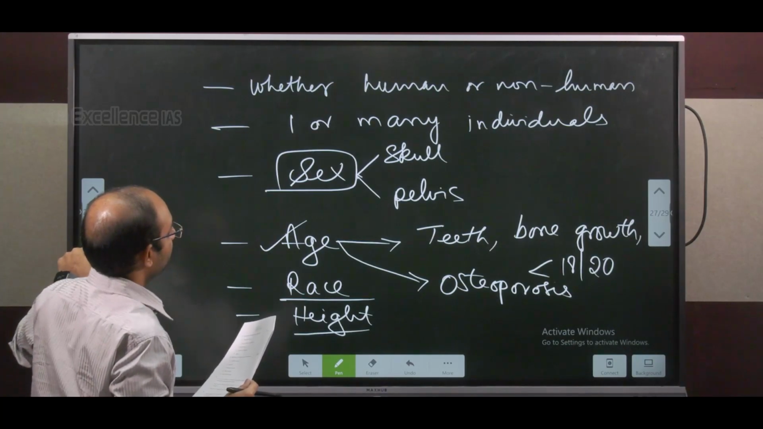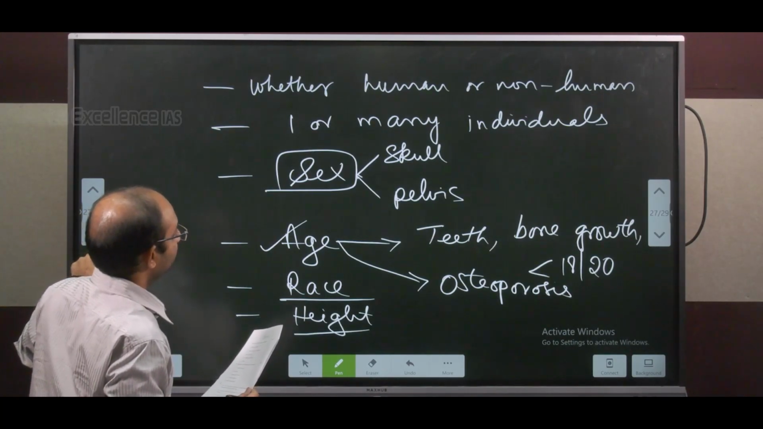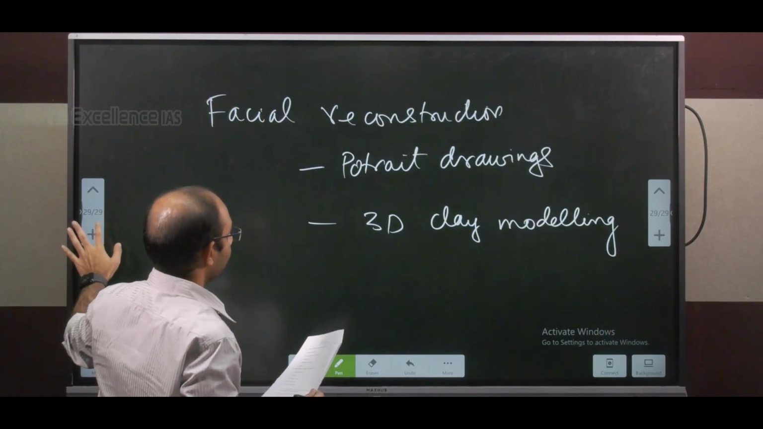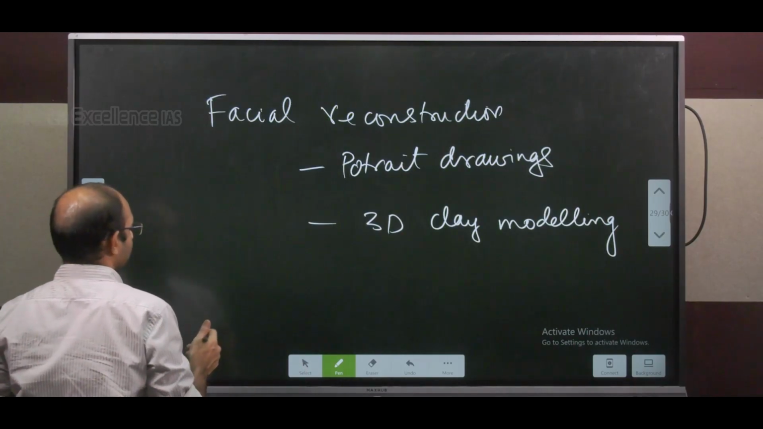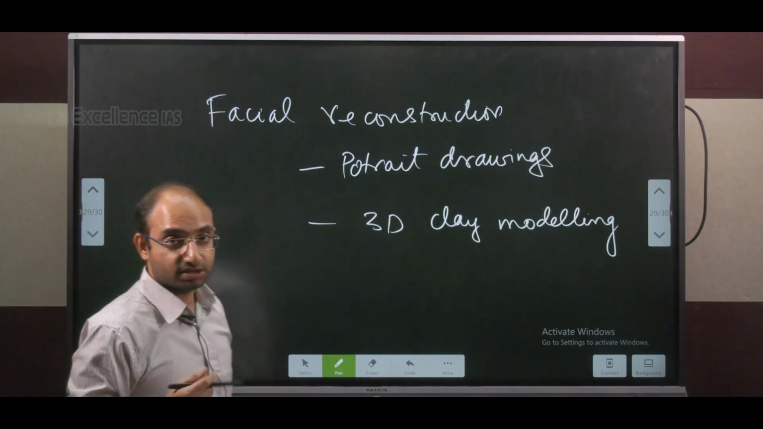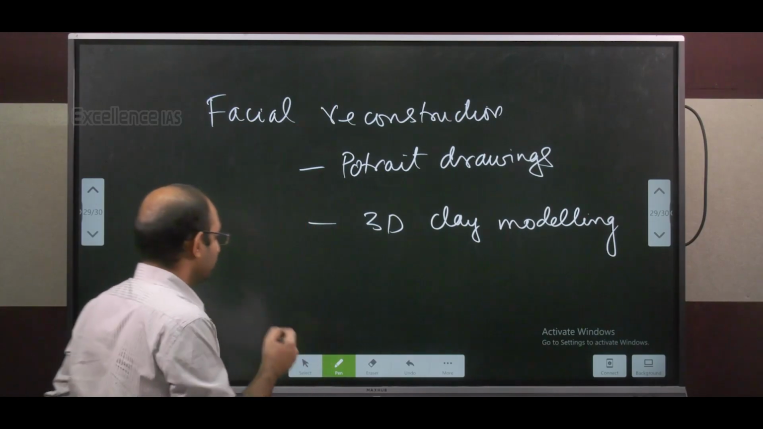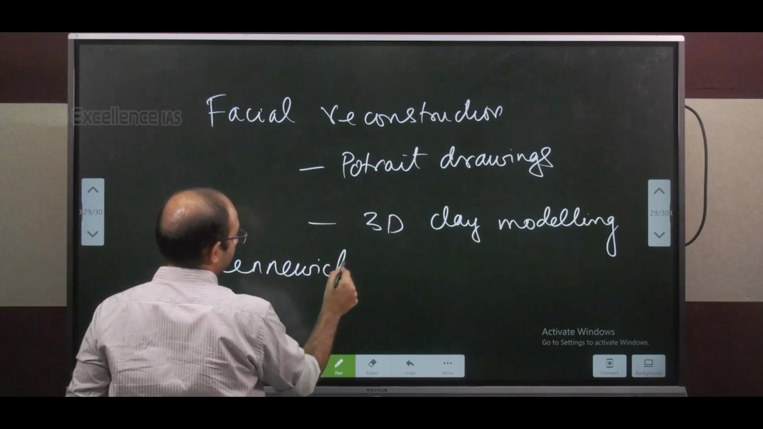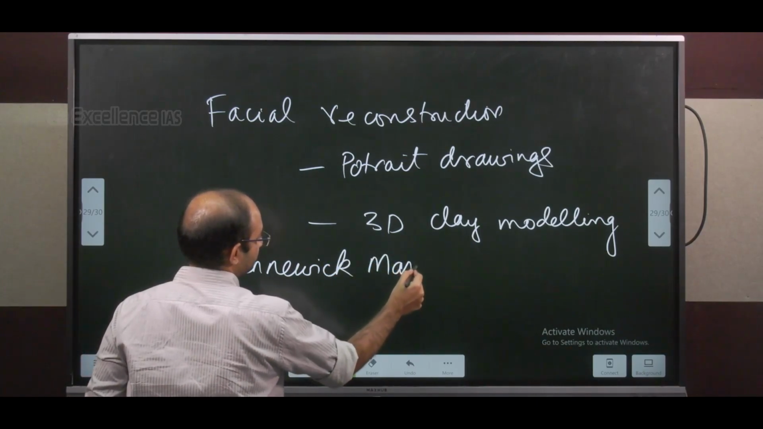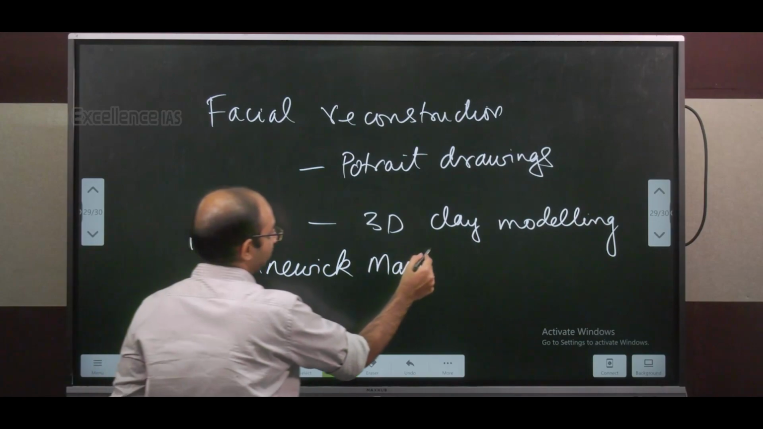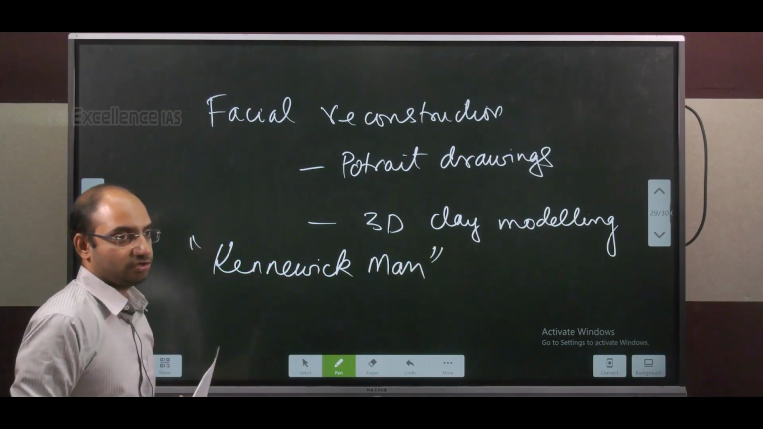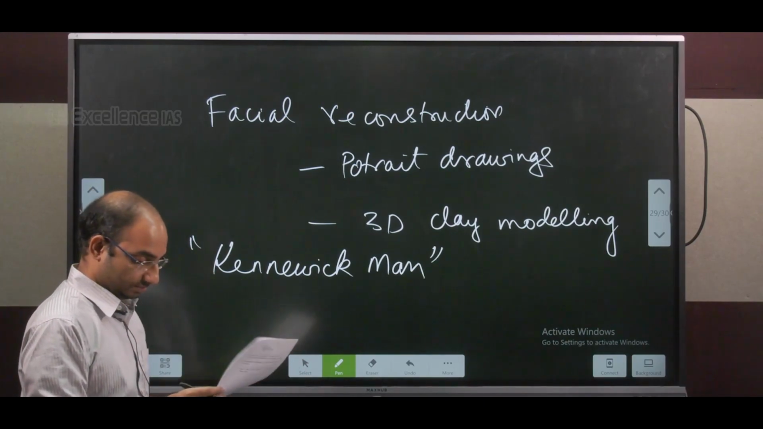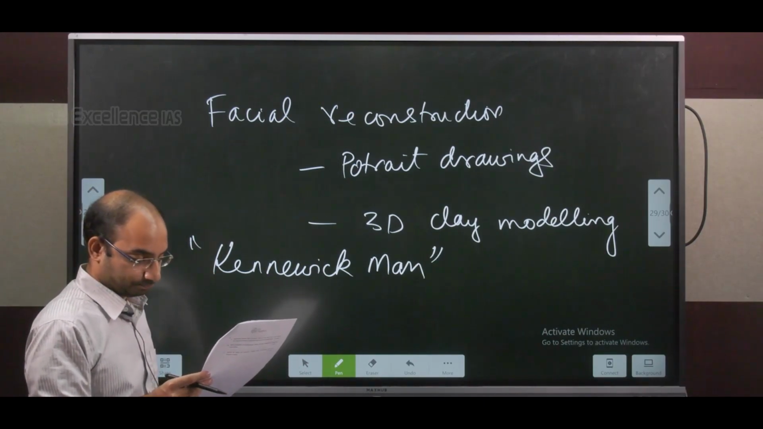Age, sex, race, height, then facial reconstruction, and then the first few steps. And you can give any case studies, any case studies of forensic studies which helped identify people. One such famous case study is the Kennewick Man case study, where forensic anthropological knowledge was used to identify some very old person in Latin America.